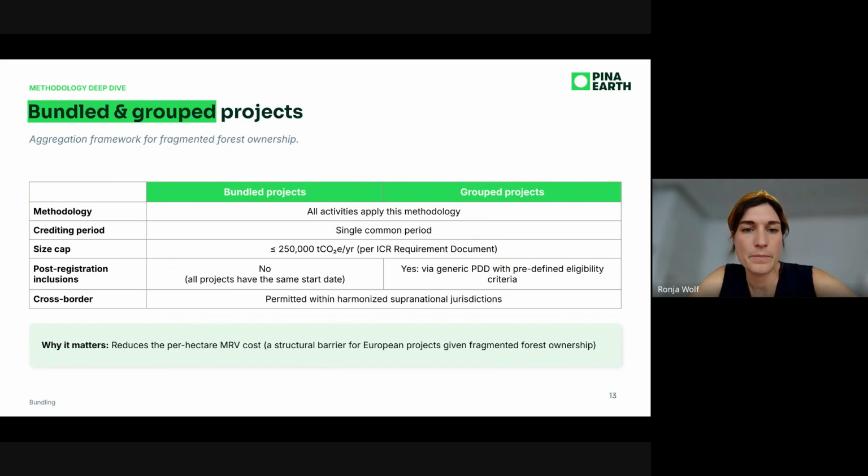They all come with certain requirements that need to be met, both of those ways. The main difference between the two is that in bundled projects, they all must have the same start dates. For group projects, they can also be added later on. But in general, this is now implemented at methodology level, so that we have the opportunity to aggregate areas.